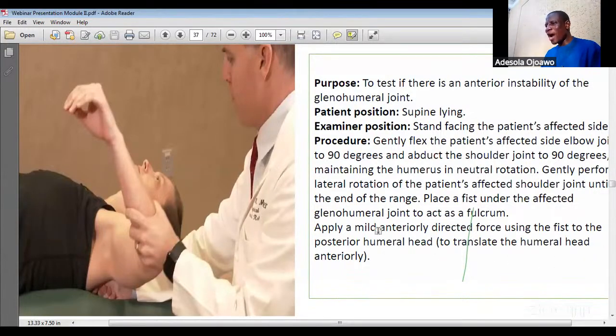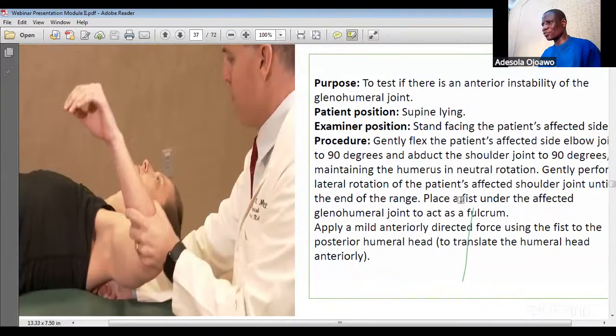If you have pain on the anterior side, it shows that there is a kind of anterior weakness. Again, if you have much translation, and you discover that the head of the humerus is coming up severely, that shows that we have anterior instability. We call it the fulcrum test of the shoulder joint.